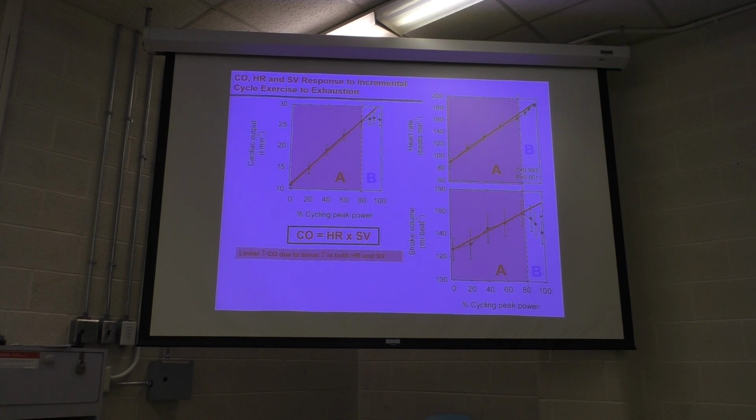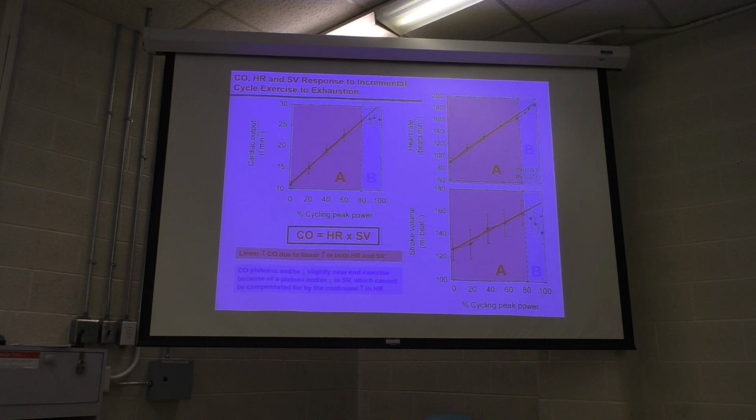Okay, so this time we're just dividing it up into A and B, into sort of our nice linear increase in cardiac output. And we get this nice linear increase in cardiac output due to heart rate and stroke volume. So you got this nice linear increase in heart rate and less nice, like look at these standard deviation bars, but increase in stroke volume as you're going through this exercise. And I think this is all the same cycling pattern. You guys get that? Okay.